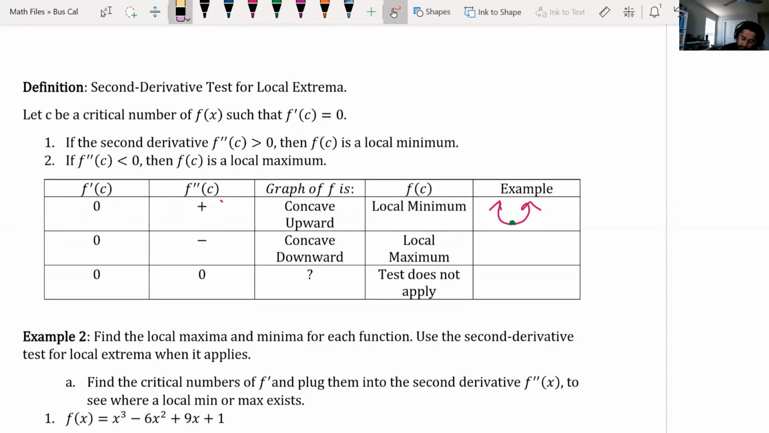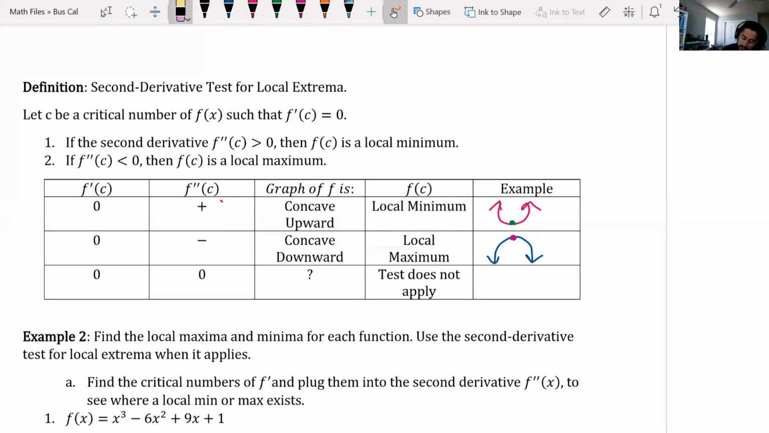And number two, of course, your critical numbers mean your first derivative is equal to 0. And if the second derivative is negative at the critical number, then your graph will be concave down, meaning you'll have a local max. And remember, concave down looks like this, and you'll have a high point, which is your local max.